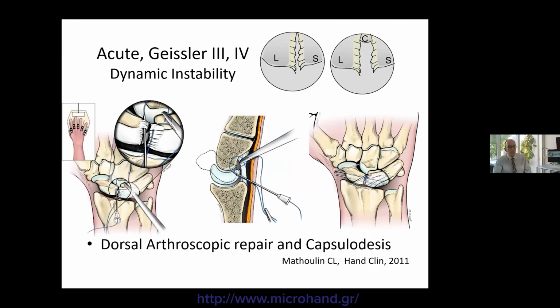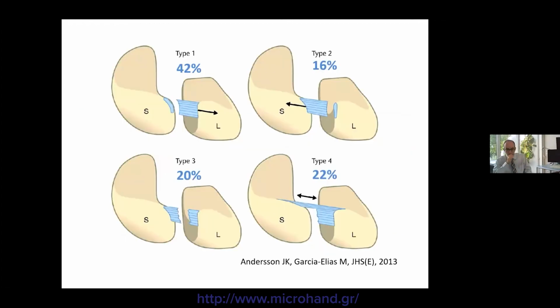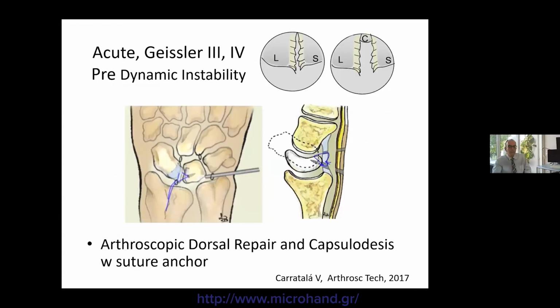The problem is that to do these techniques, you have to have a remnant of the ligament, both on the side of the lunate and on the side of the scaphoid. And this is not very often. This is about 20% of the patients. The rest of them will have an avulsion over one bone or the other. Yes, you can put suture anchors arthroscopically, but I think this is very advanced even for experienced arthroscopists.